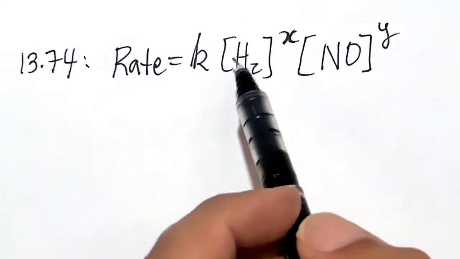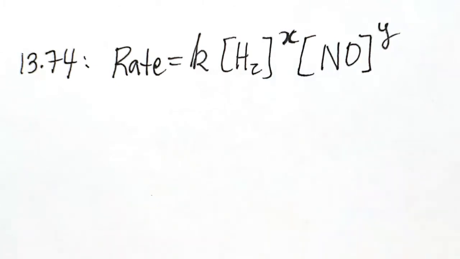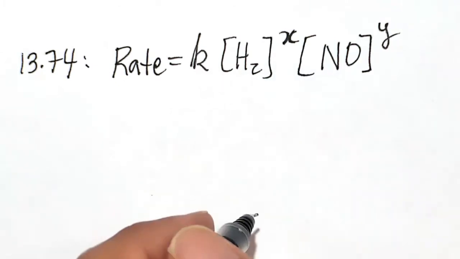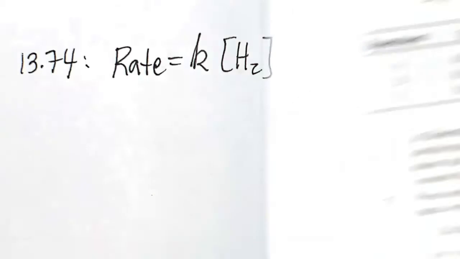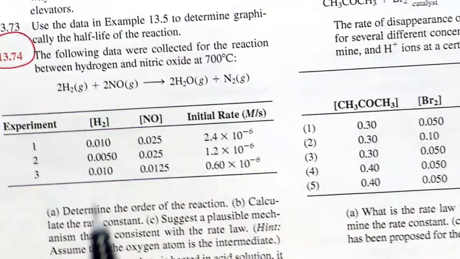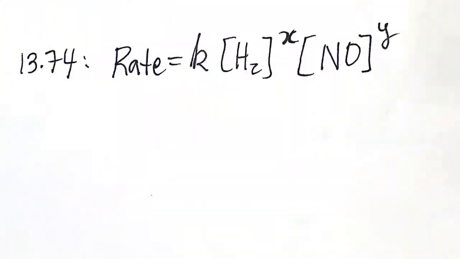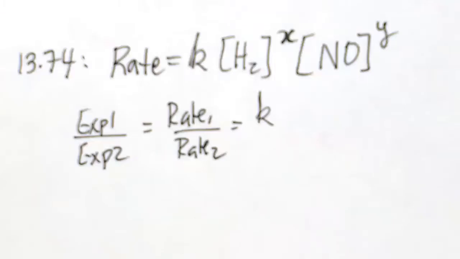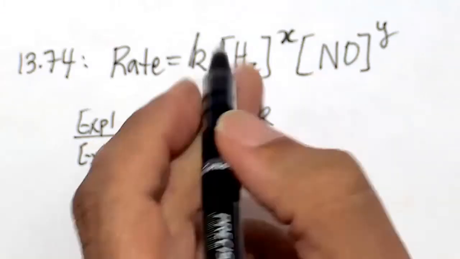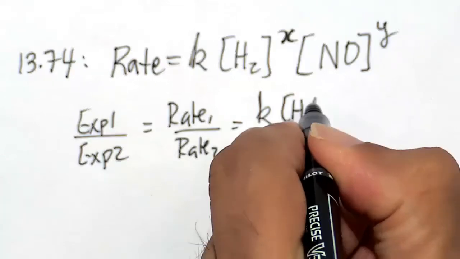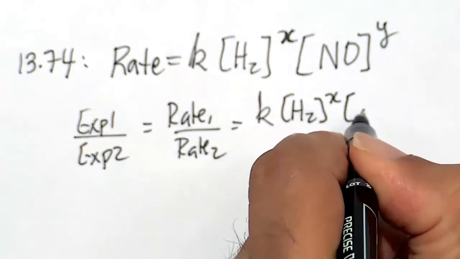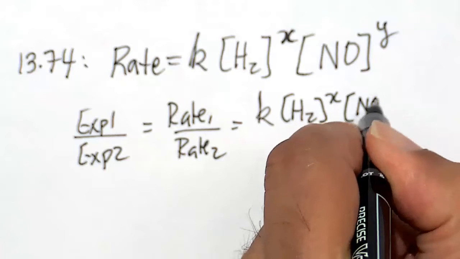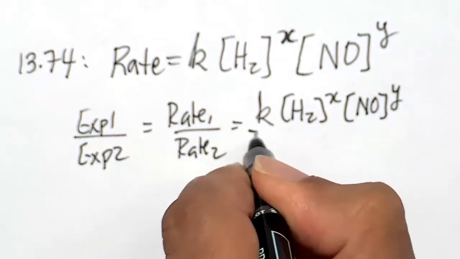So our goal here is to calculate k, x, and y. The orders of the reactants are going to be x and y. The overall order of this entire reaction, by the way, is going to be x plus y. So looking at this, let's compare experiment 1 and 2. The rate law for rate 1 is going to be k times H2 concentration to the power of x times NO concentration to the power of y.